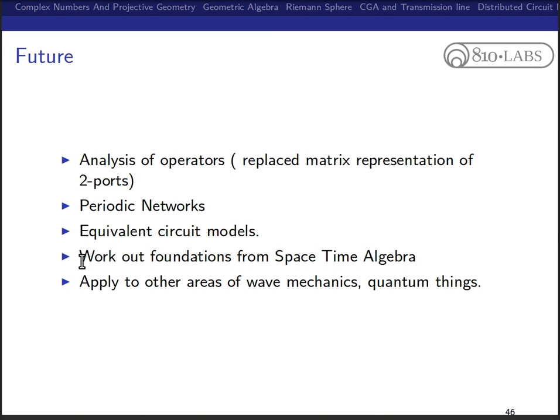Finally, we need to work out the foundations of our theory from space-time algebra. So instead of using essentially complex results and just translating them, we need to generate the results from first principles. Now this is not going to change our results because the complex results are not in question. We're just arguing that they're inefficient. But to have a holistic model with geometric algebra, we need to do this.